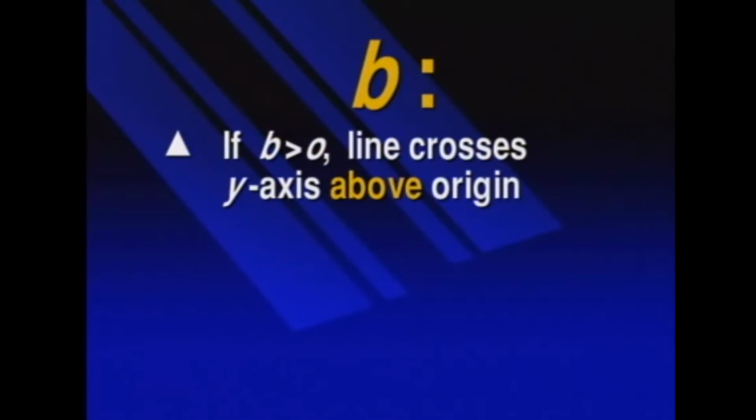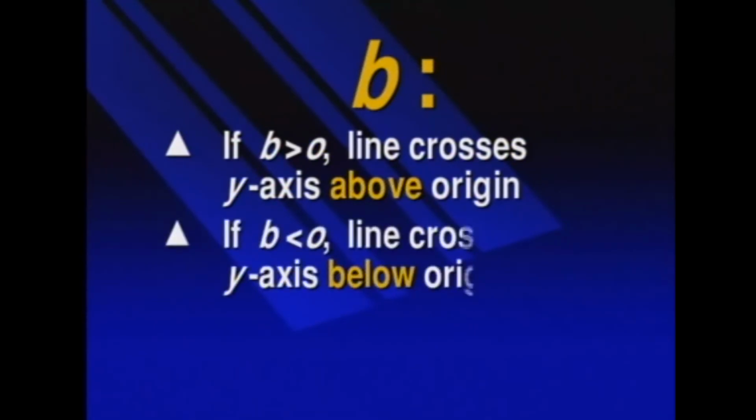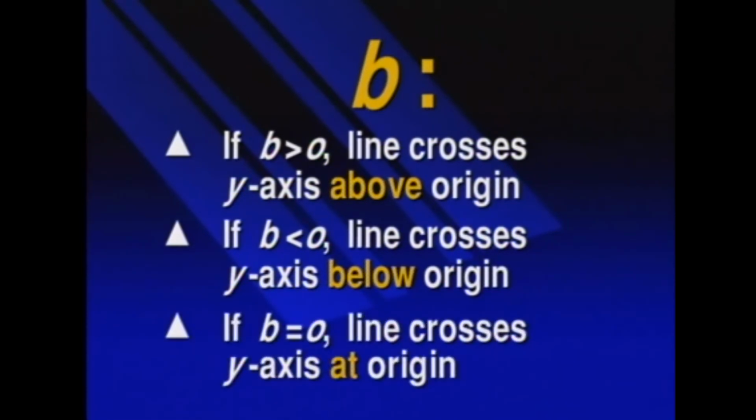As for b, we learned that if b is positive, the line crosses the y-axis above 0. If b is negative, the line crosses the y-axis below 0. And if b is 0, the line crosses the y-axis at the origin. What are the coordinates of the origin? 0, 0. Not only x is 0, but y is 0 too, because it's the intersection of both axes.